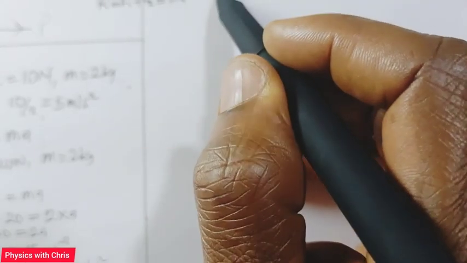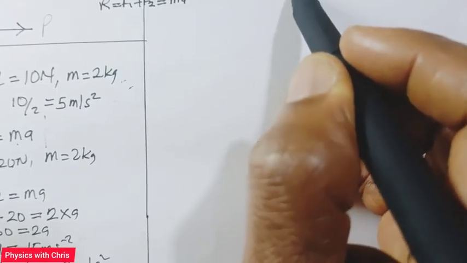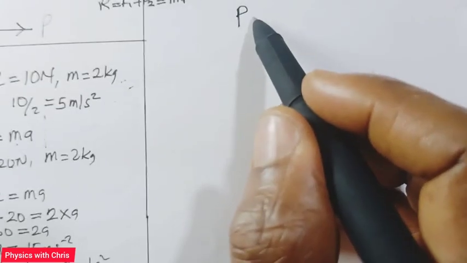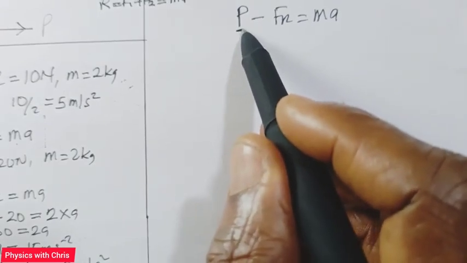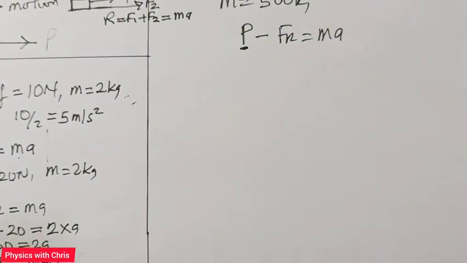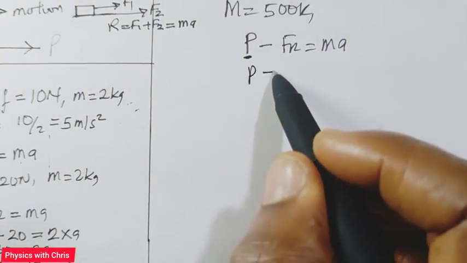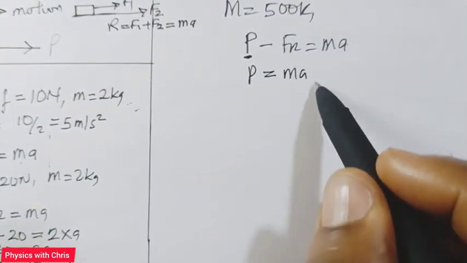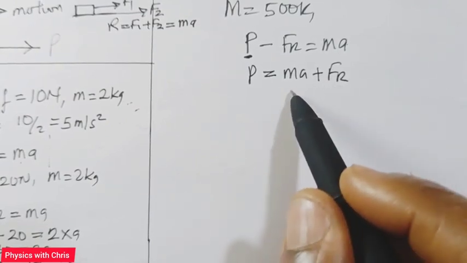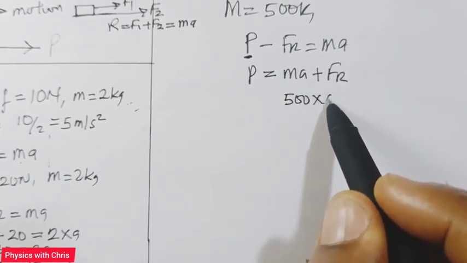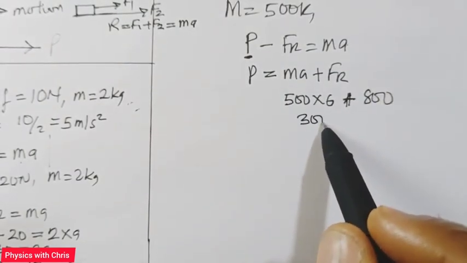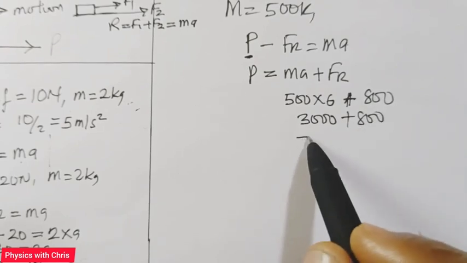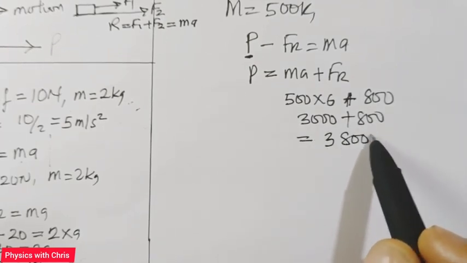So we come in here now. The mass is given as 500 kg. We use the formula P, which is the driving force, minus frictional force equals mass times acceleration. I'm looking for force P, which is the force produced by the engine of the car. That force P equals MA, and if I take minus Fr to this side, it becomes plus Fr. My M is the mass of the car, which is 500 times 6, plus the frictional force, which is 800. That gives me 3,000 plus 800, so I'm going to have a force of 3,800 Newton.